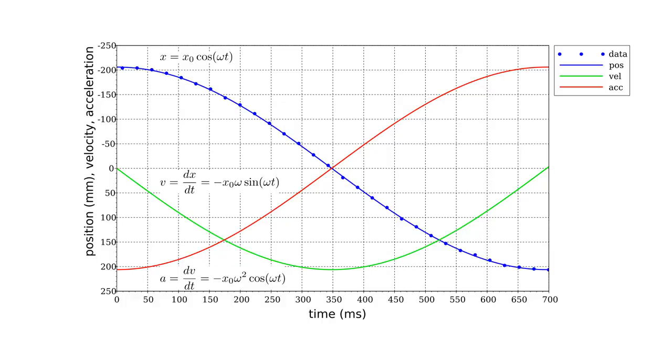The red curve is the mirror image of the blue curve. This tells us that acceleration is proportional to the negative of position. But force, minus kx, is also proportional to the negative of position. So acceleration and force are proportional to each other.